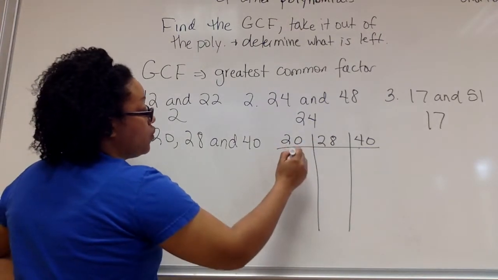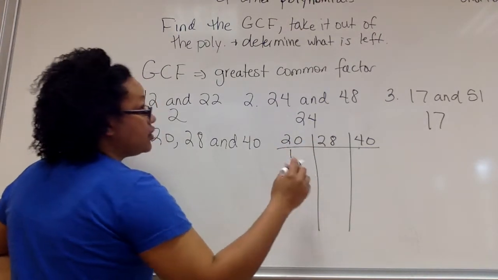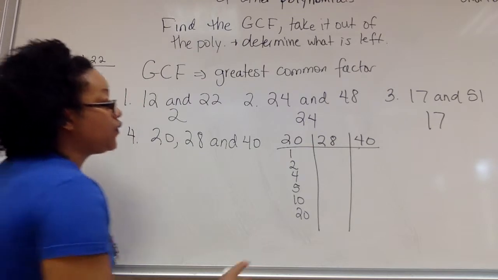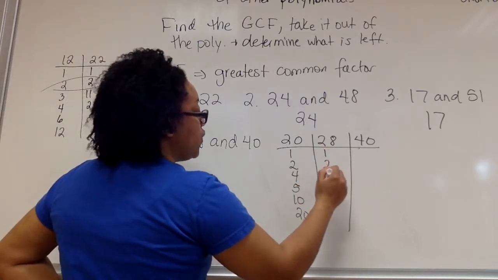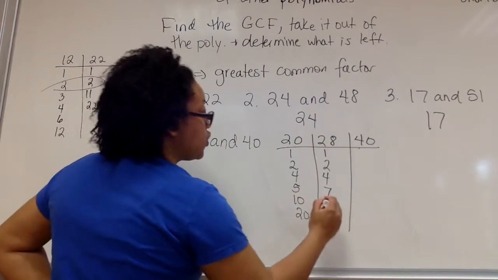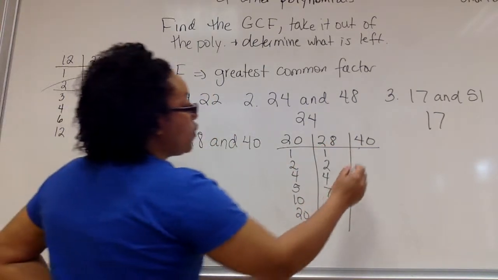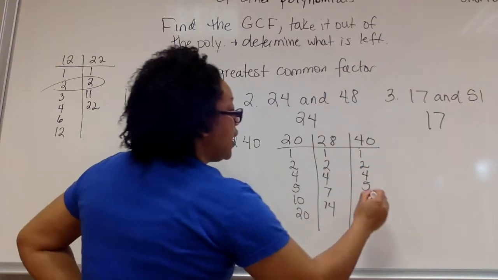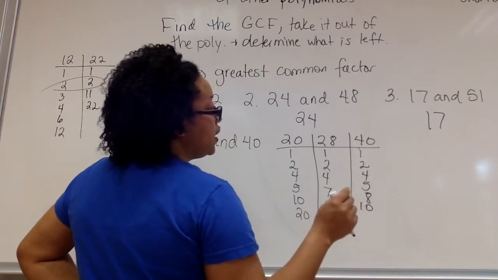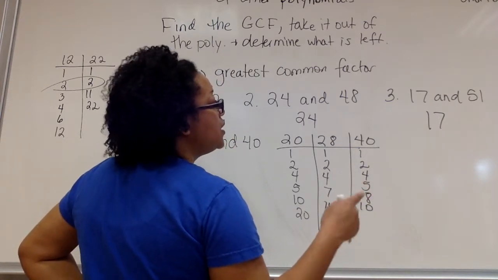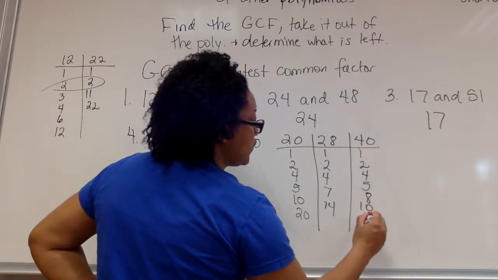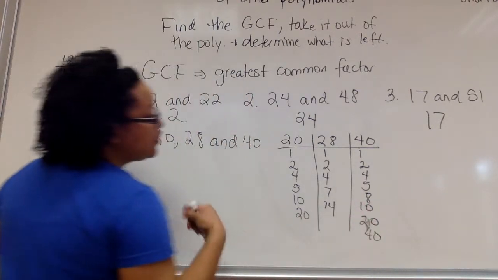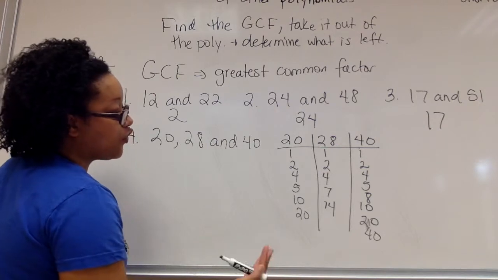All right, my factors of 20. 1, 2, 3, 4, 5, 6, 7, 8, 9, 10, and 20. These are all the numbers that go into 20. Then I do the same thing for the 28. 1, 2, 3, 4, 5, 6, 7, 14. All right? And then for the 40. I don't know if I'm missing any after that. I think it goes straight to 40. So, 20 and then 40. So then I just look, what's the largest number that goes into all 3?